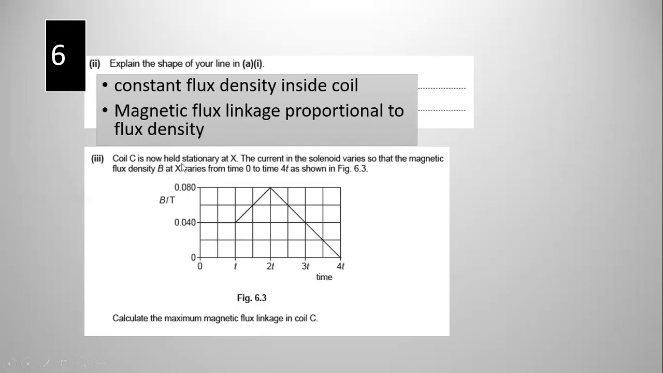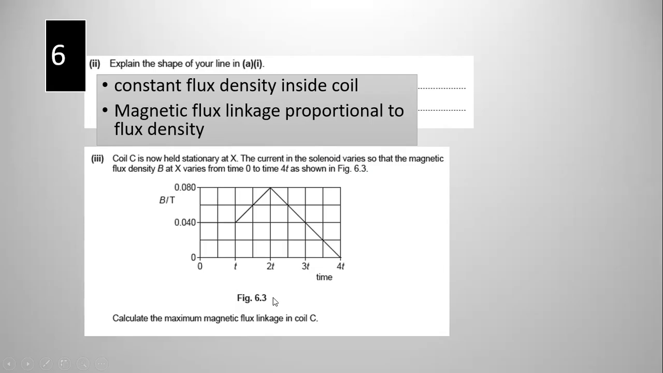Coil C is now held stationary at X. The current in the solenoid is varied so that the magnetic flux density B at X varies from 0 to 0.08 T, from 0 to 40 s, as shown in figure 6.3. Calculate the maximum magnetic flux linkage.